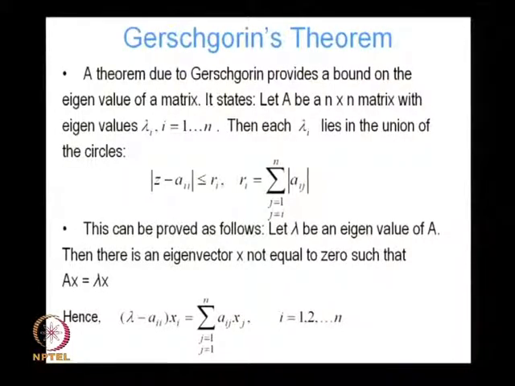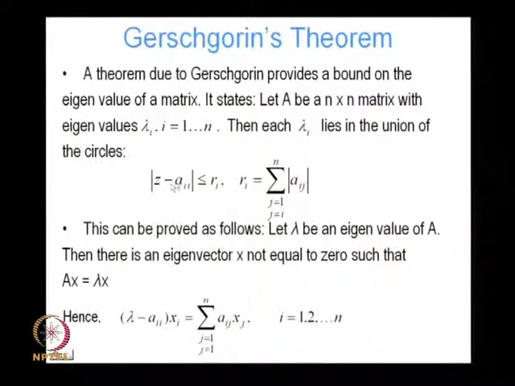A theorem due to Gershgorin provides a bound on the eigenvalue of a matrix. It states that let A be an n by n matrix with eigenvalues lambda i, i equal to 1 to n, then each lambda i lies in the union of the circles formed like that. So, what does this mean?